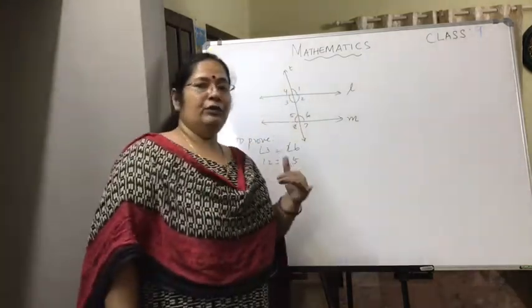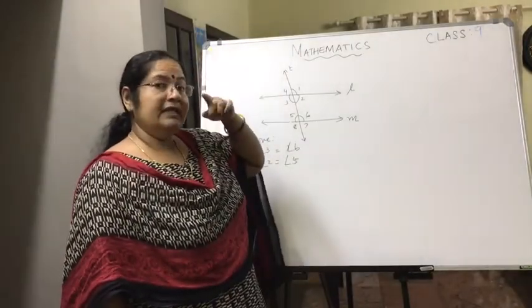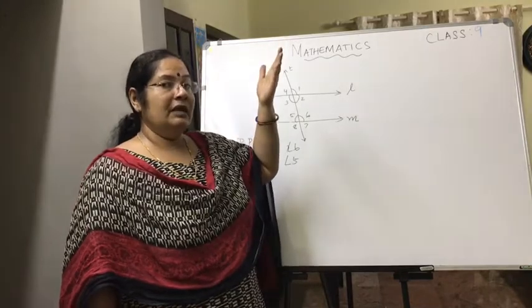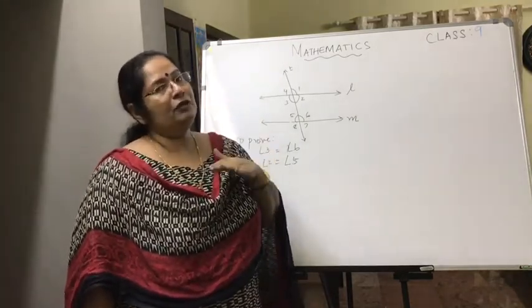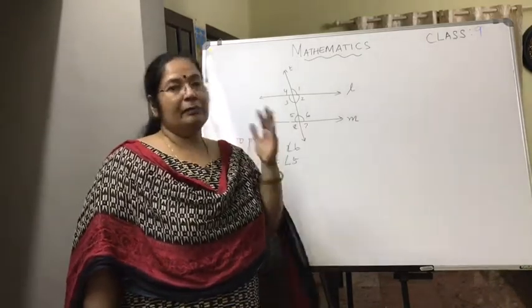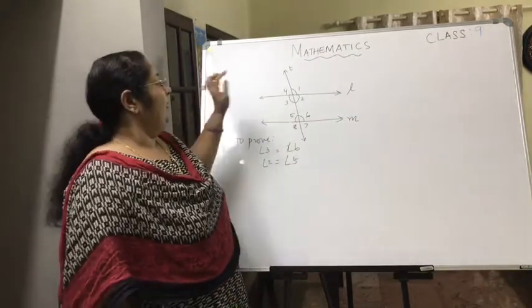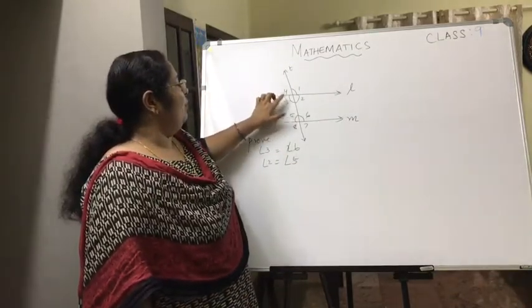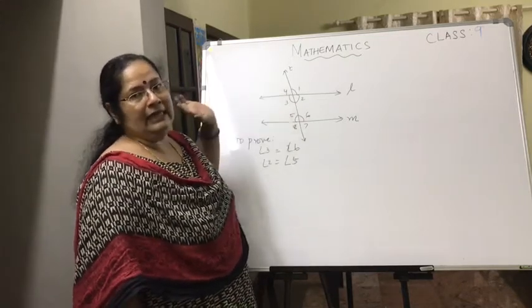Okay, now how are we going to prove it? As I told you, this is a theorem. It can be proved by making use of some other axiom or earlier proved statements. So I am going to make use of an axiom we have already learned, that is the corresponding angles axiom. I am going to make use of it here to prove this theorem. Now, what are angles 4 and 5? 4 and 5 are corresponding angles.